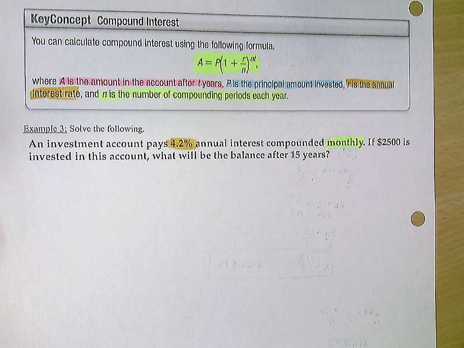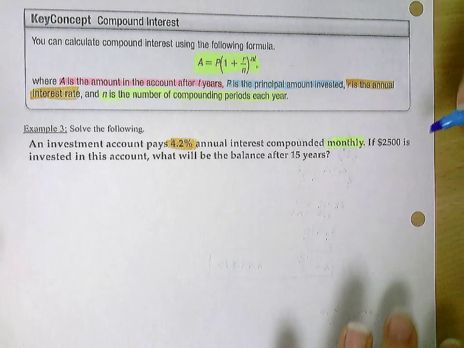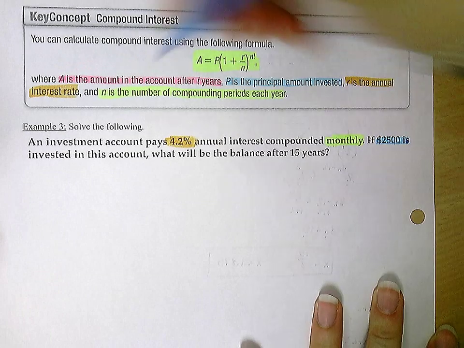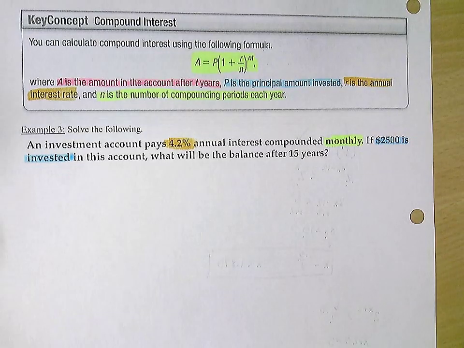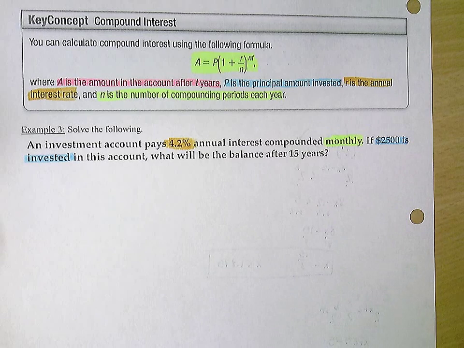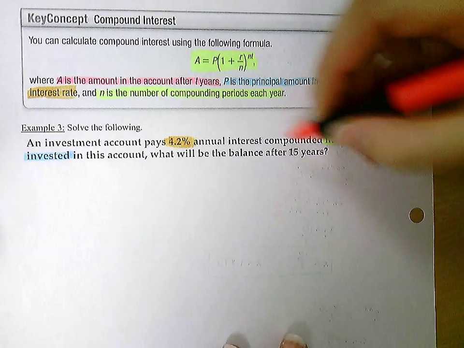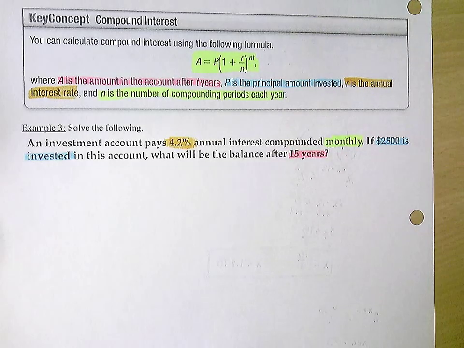So if $2,500 is invested in this account, what will be the balance after 15 years? Originally we invested $2,500, so that is your principal amount invested. That's how much is in your account. And it asks what will be the balance after 15 years. So that's your time, how many years you're doing this over. That's T.